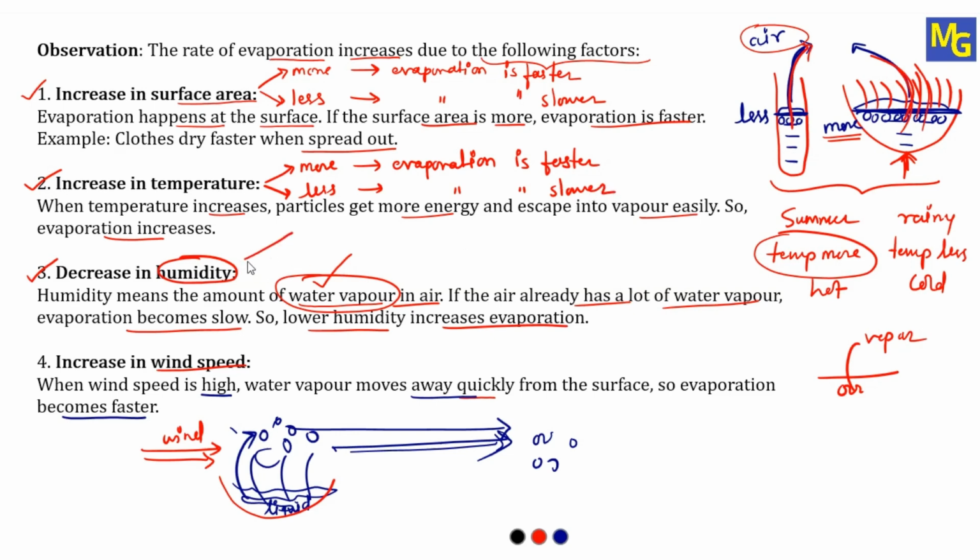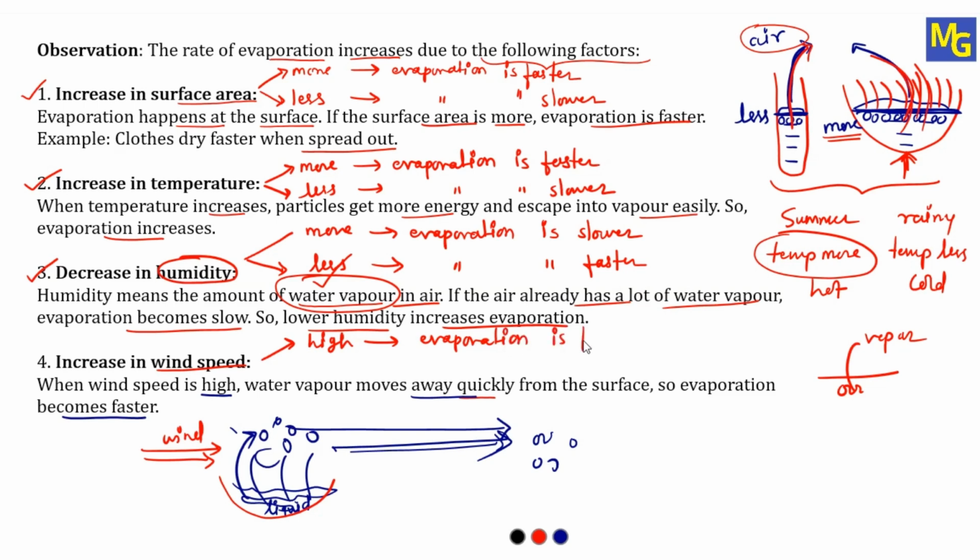Then next, humidity. If humidity is more, then evaporation is slower. Remember this, evaporation is slower because there are already water vapors in the atmosphere. If humidity is less, then there are fewer evaporated water molecules in the atmosphere, so that's why evaporation is faster. And the last one, wind speed. If wind speed is high, then water vapor will move quickly, and therefore evaporation is faster. If wind speed is slow, then evaporation is slower because water vapor will not be carried away quickly.